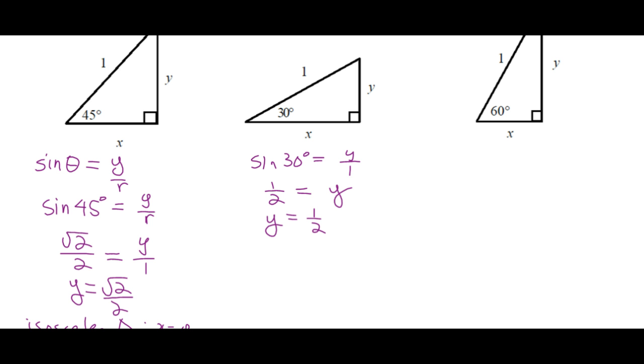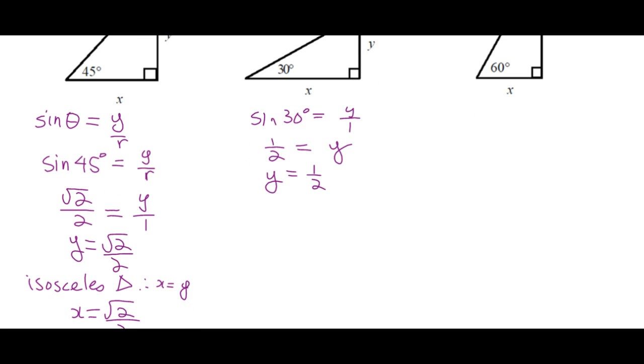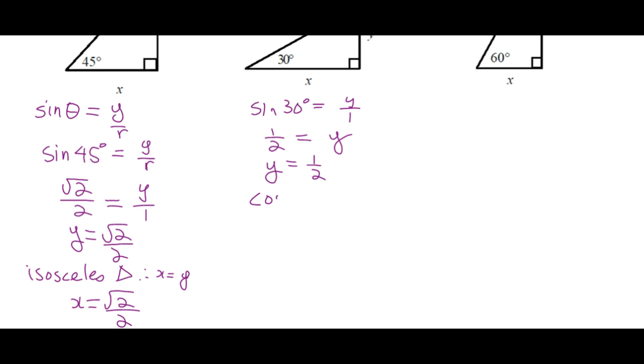For x, well, it's not an isosceles triangle, right? So x and y aren't the same. So now we got to go with cos of 30 degrees, or cos theta, is x over r. The cos of 30 degrees is x over 1. Root 3 over 2 is equal to x over 1, or just x, right? So we got to know our angles, right? We got to know the sine 30 is 1/2, the cos 30 is root 3 over 2. So x is equal to root 3 over 2.